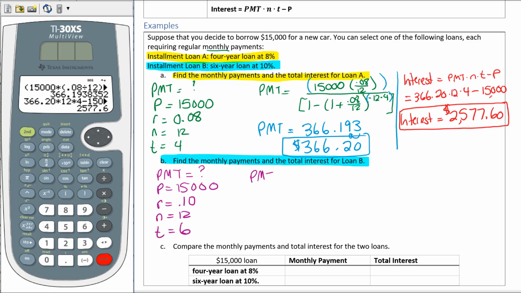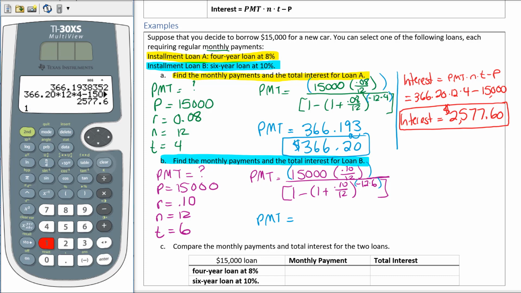So I'm going to use my same payment formula with my new numbers, this time 10%. And then my negative NT, which is 6 this time, close that bracket on the bottom. Okay, don't forget that you need an extra set of parentheses around the numerator and an extra set of parentheses around the exponent. And so let's figure out what that payment is for loan B.